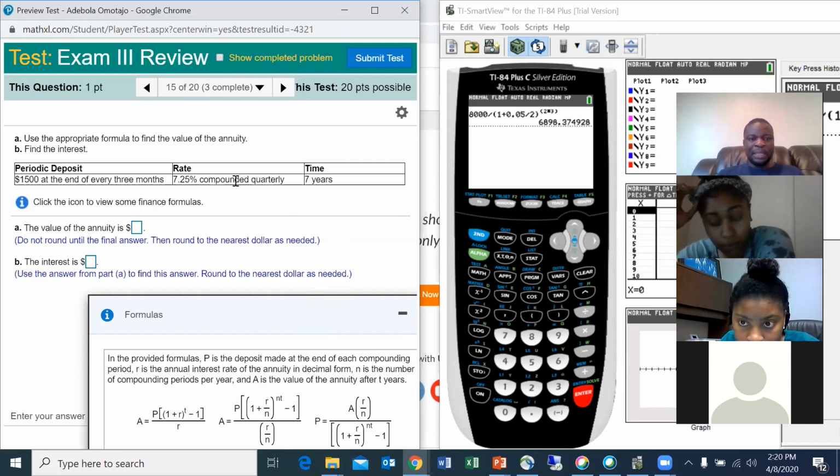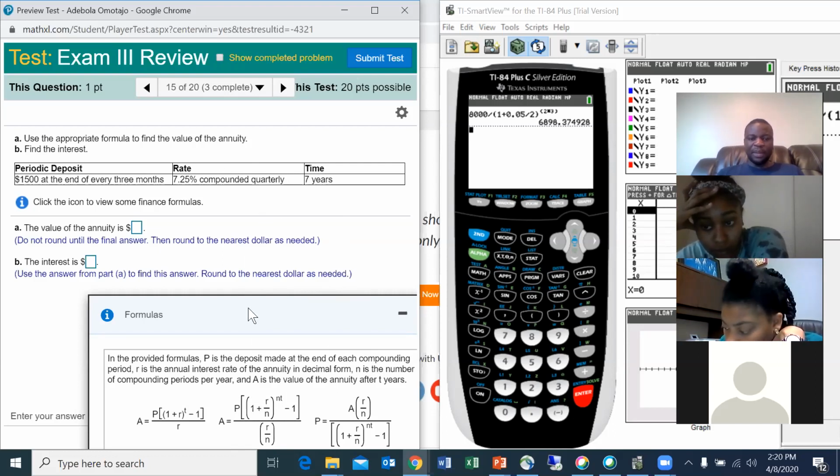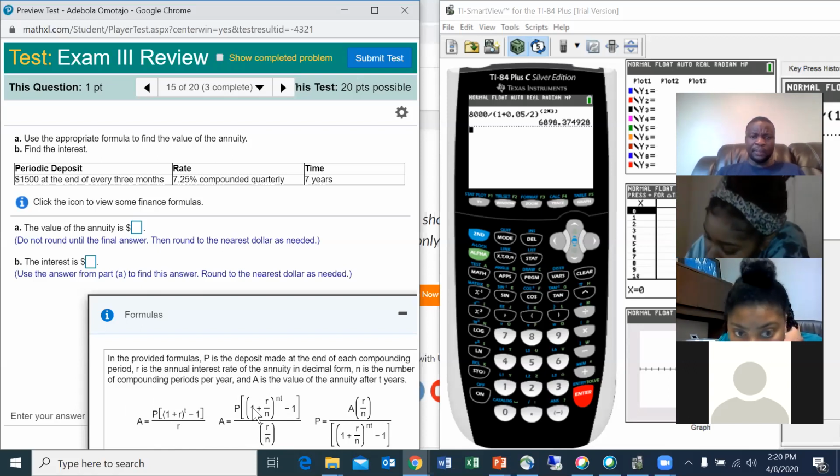Now, this is compounded quarterly, so n equals 4. The formula in the middle is the right formula. On the exam, when you see this question, you always use the one in the middle. Don't use the first one, and don't even try to use the third formula. This may work sometimes if n is 1, but this is the formula for annuity. Okay?